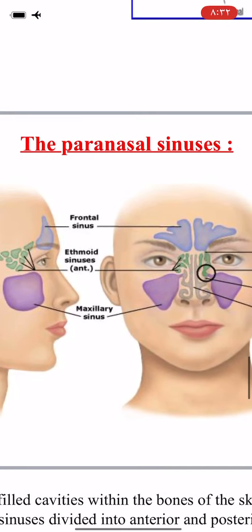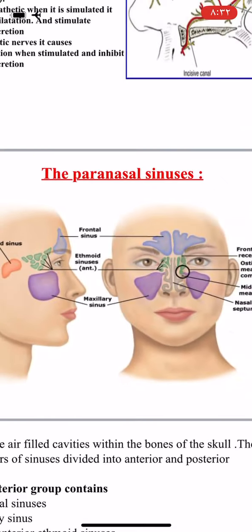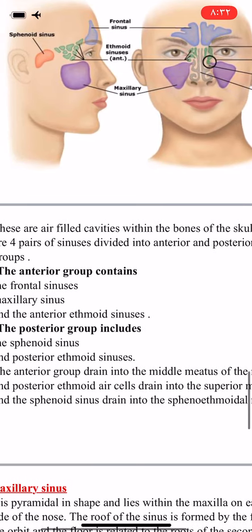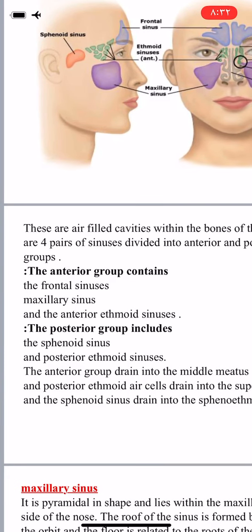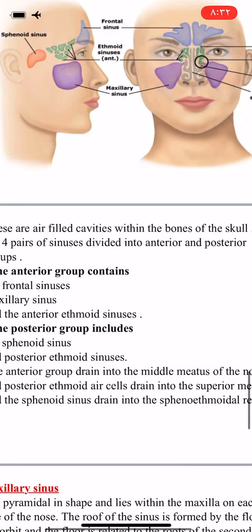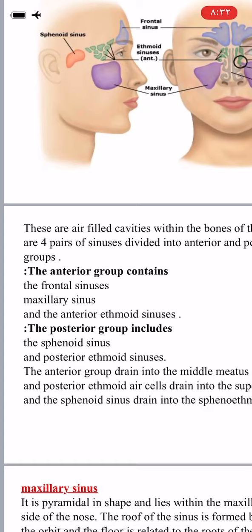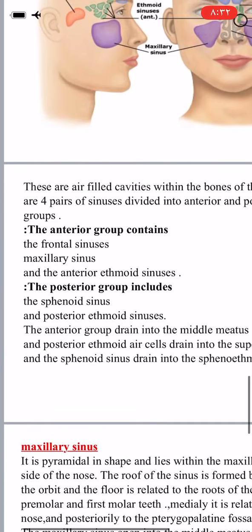Now we will come to the paranasal sinuses. These are air-filled cavities within the bones of the skull. They are 4 pairs of sinuses divided into anterior and posterior groups. The anterior group contains the frontal, maxillary, and anterior ethmoidal sinuses. The posterior group contains the sphenoid and posterior ethmoidal sinuses.